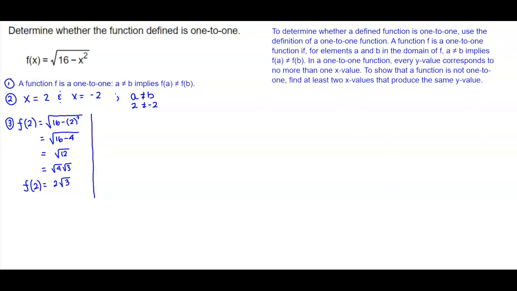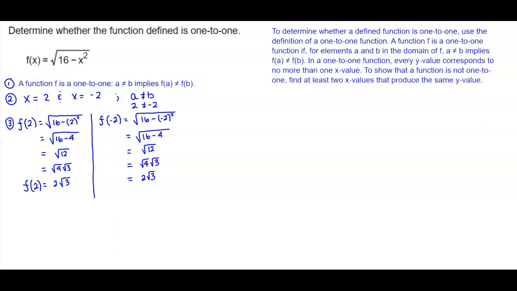Okay, now we want to find f of negative 2. If we plug in 16 minus negative 2 squared, we get 16 minus negative 2 times negative 2, which is positive 4. Again, we're getting the square root of 12. And we get the square root of 4 times the square root of 3, so that gives us 2 times the square root of 3.